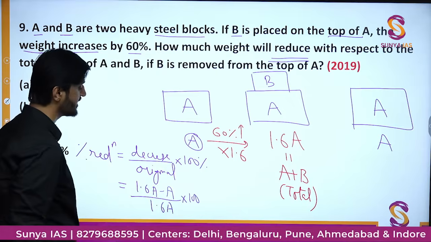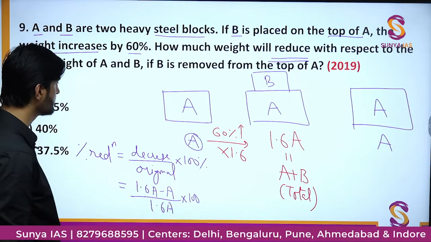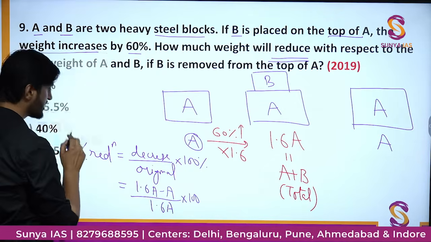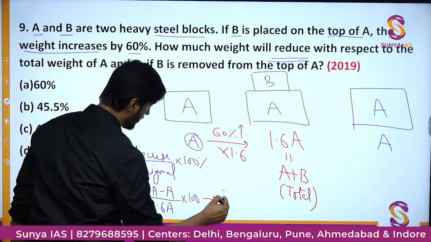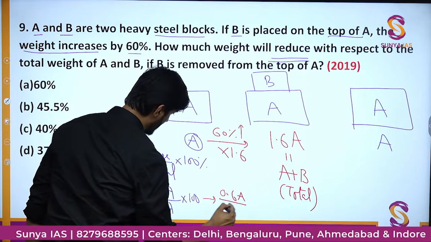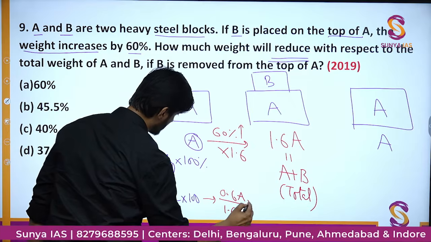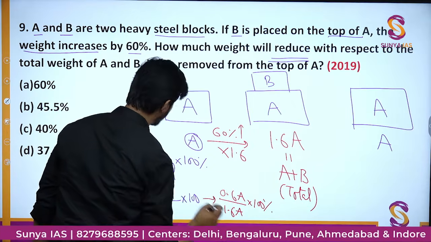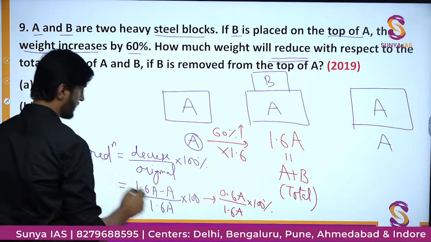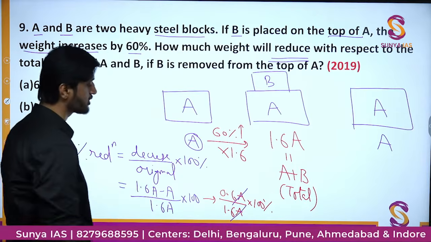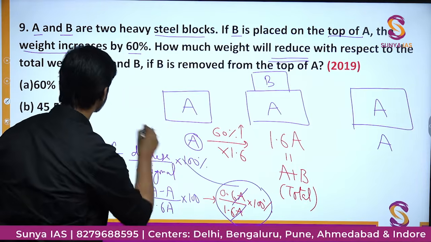That is what we have to find out. If we subtract this, out of this we will get something like this. We will get the value 0.6A upon 1.6A into 100. One good thing is that you can cancel out this A from the top and bottom, and you have to find the value of this expression, which I am doing here.